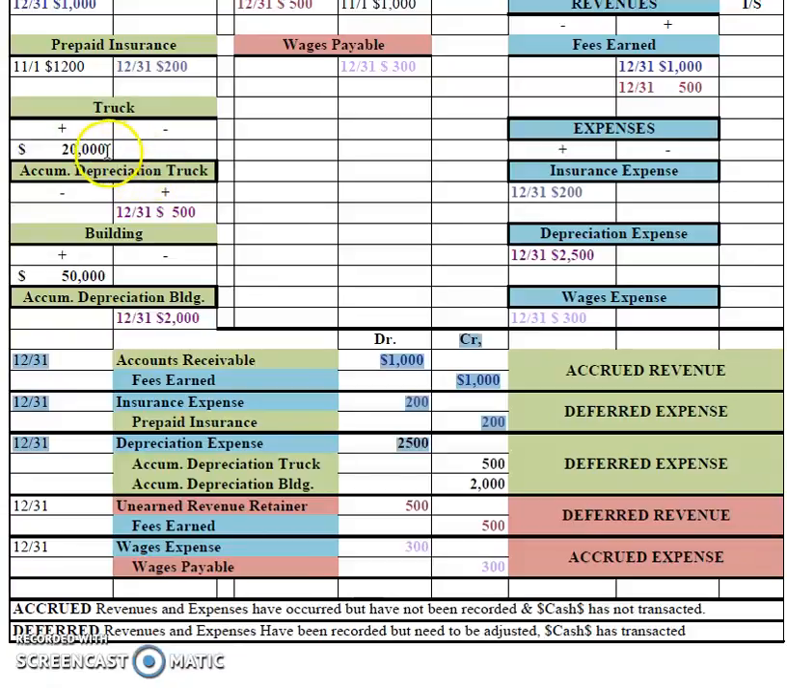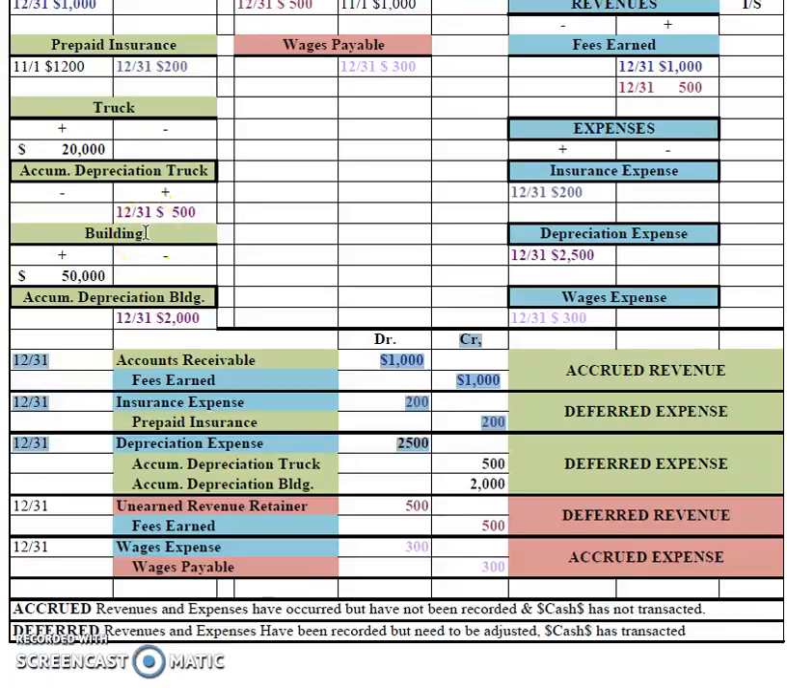Okay? So we bought this truck for $20,000. We've used it. It's depreciated $500. So now we have what's called a book value. Cost minus its accumulated depreciation equals book value. And in this case, the book value would be $19,500. Anytime we want to sum something up, we have one of these contra type accounts.